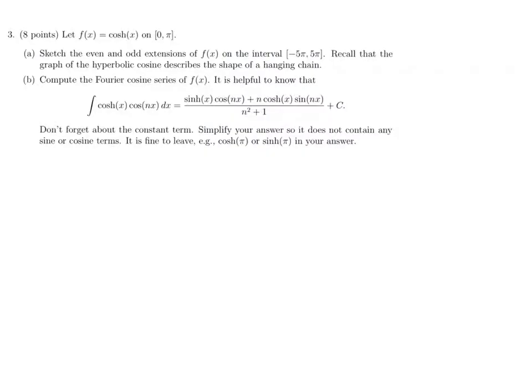Okay, problem 3. We have the function cosh defined on 0 to pi, and sketch the even and odd extensions. So let's do both of them here. I didn't expect you to remember what cosh looked like. That's why I said it's the shape of a hanging chain centered at 0. So it looks like this. So that is 1, because remember cosh and cosine are the same at 0. I also reminded you about that.